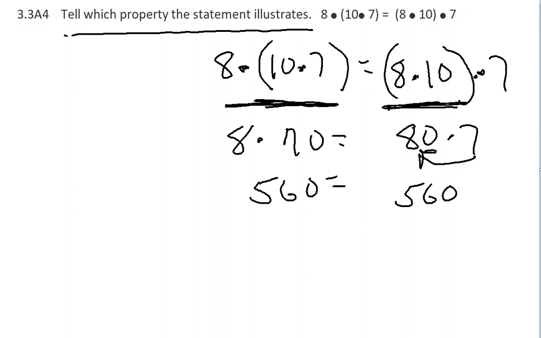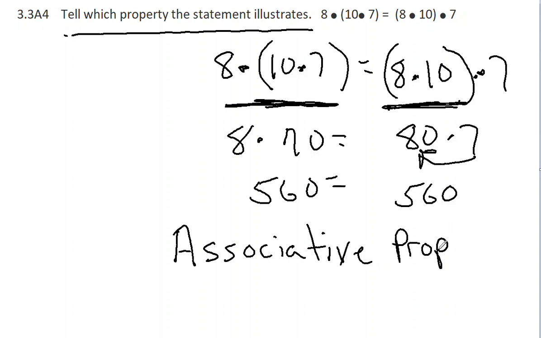Okay, so they call that the associative property. Make sure I spell it right. Associative property of multiplication. Now, just to confuse you, let's do 7 times 8 equals 8 times 7.